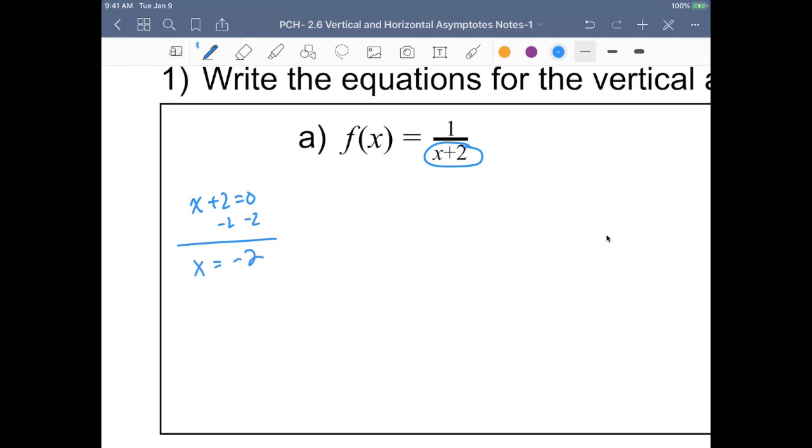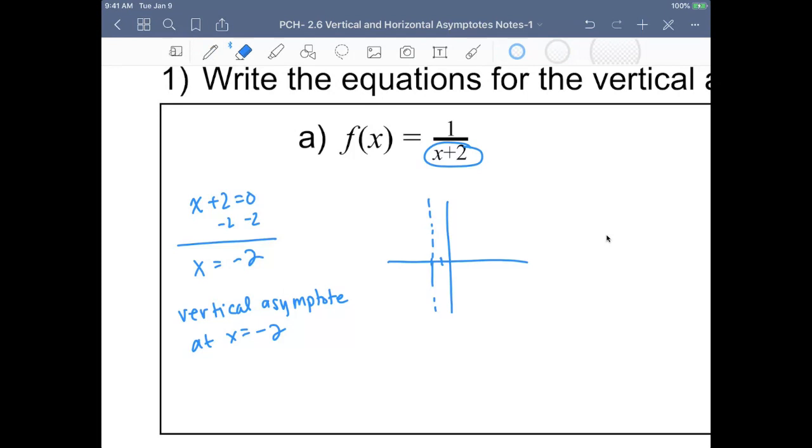So I have a vertical asymptote at x is equal to negative 2. We would draw it like this. At negative 2, there is a vertical asymptote. And that is it for that one.